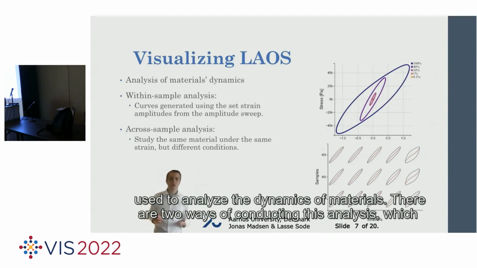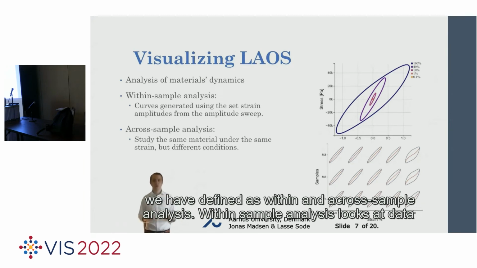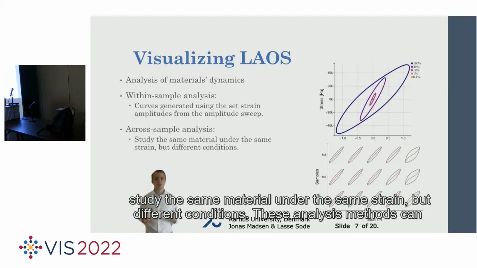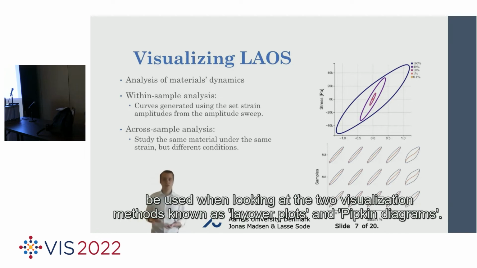There are two ways of conducting this analysis, which we have defined as within and across sample analysis. Within sample analysis looks at data generated using the set strain amplitudes from the amplitude sweep, whereas across sample analysis studies the same material under the same strain but different conditions. These analysis methods can be used when looking at the two visualization methods known as layover plots and Pipkin diagrams.